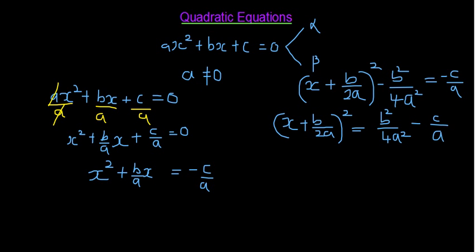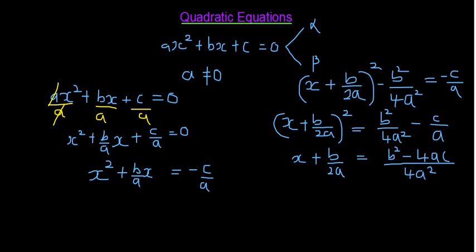The first thing I'm going to do here is take the common denominator and solve this. We get b squared minus 4ac, which we give a different name, the discriminant, over 4a squared, and on this side x plus b over 2a, squared.